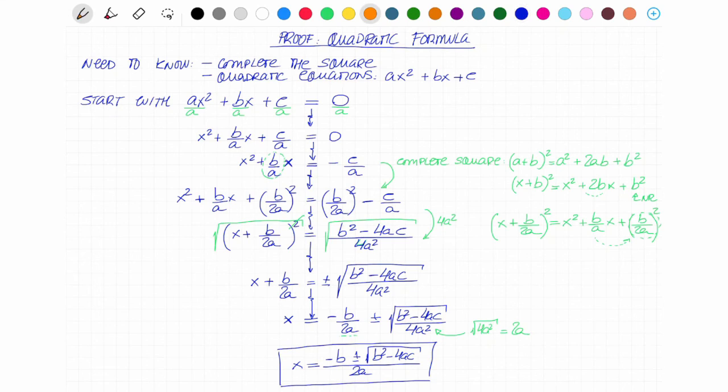This happens to be the quadratic formula we know and love, and it's ready to use anytime that I've got these values for a, b, c already.